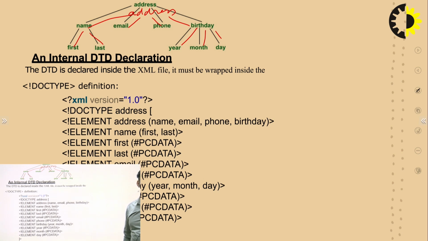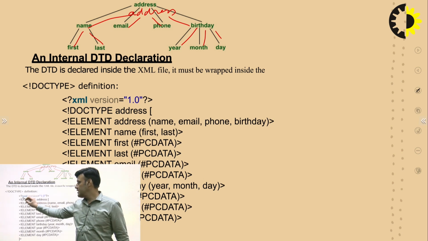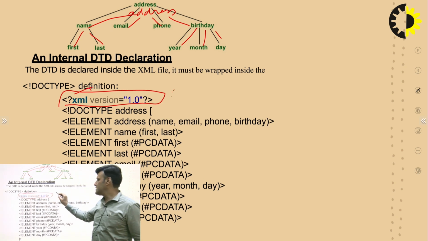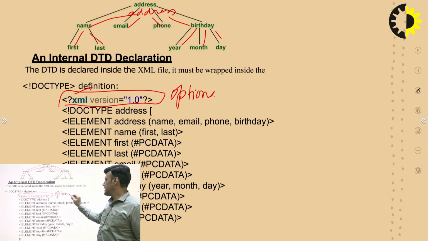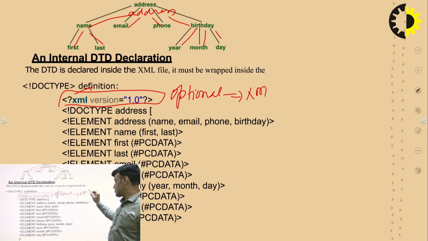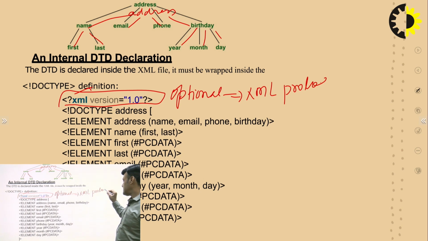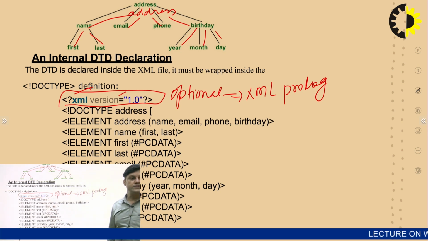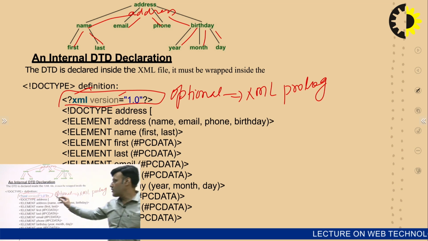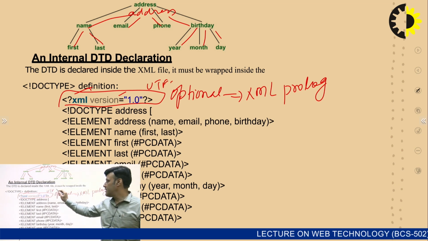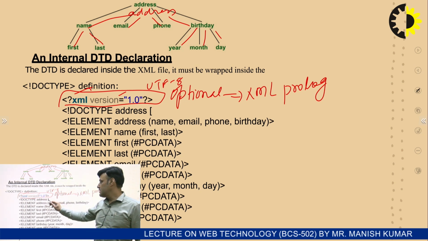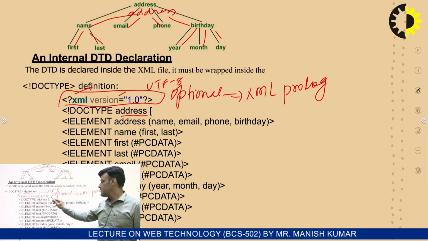Now an internal DTD. In an internal DTD you will see we write this line. Actually this is an optional line. The question mark represents that it is optional, and it is called the XML prologue. The name of this line is XML prologue, where we tell the version which we are using. XML version is there. Sometimes we also give the character set, UTF-8. Then DOCTYPE address is there, with a square bracket.